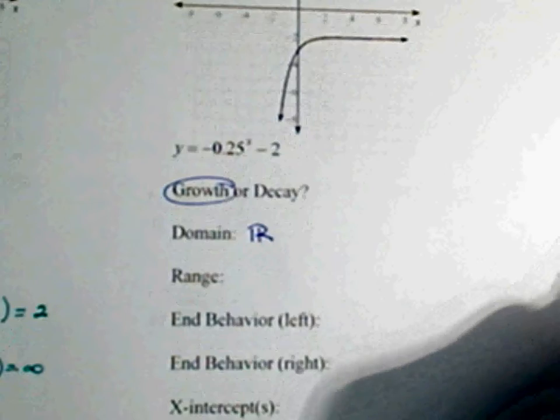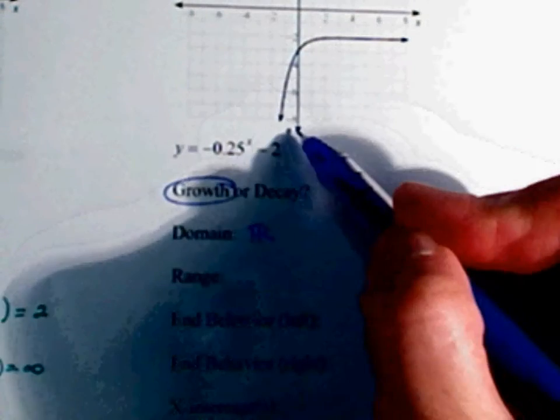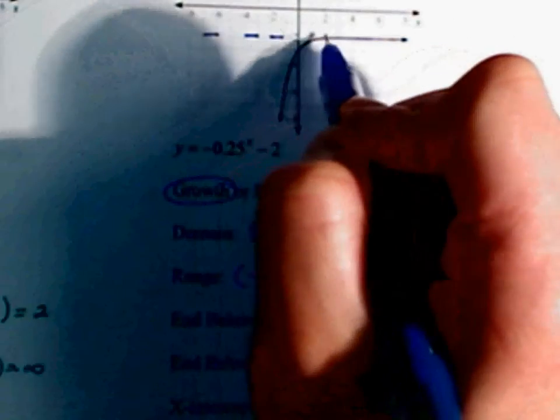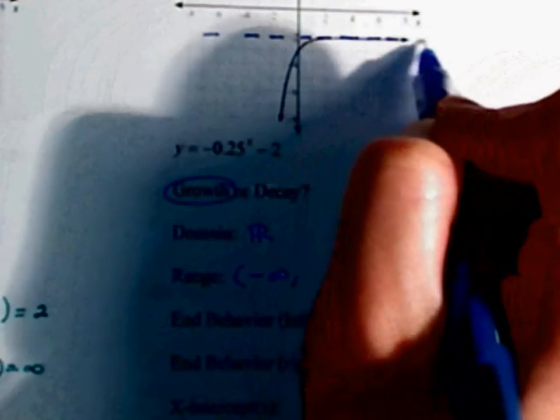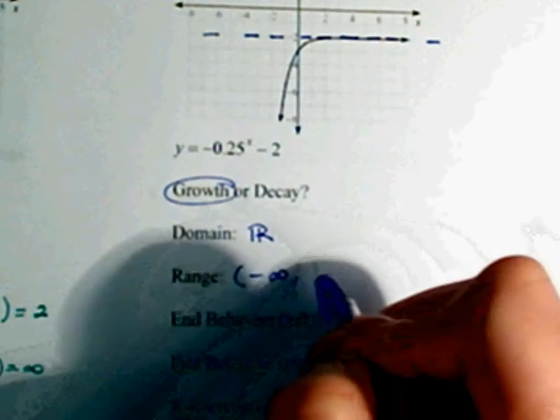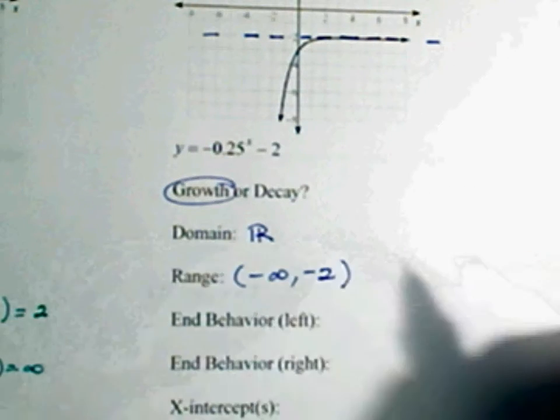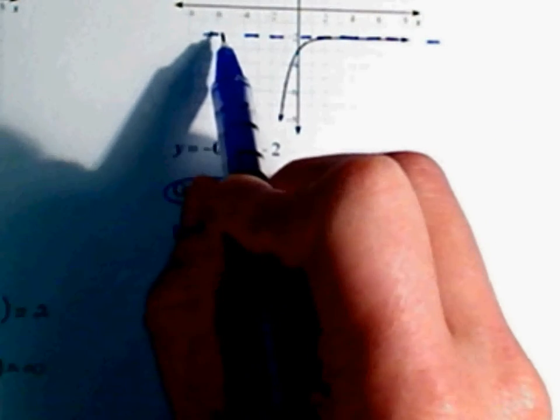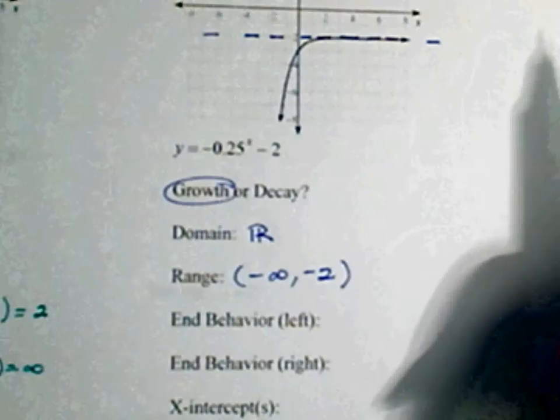Your range, where is your range? Well, this one starts down here. What is down here? Negative infinity. How high is it going? Do you see how it's approaching negative 2, but never crossing it? So it's going to go to negative 2, but never crossing it. Do you see how I'm just drawing a line across? And then look at your y value.